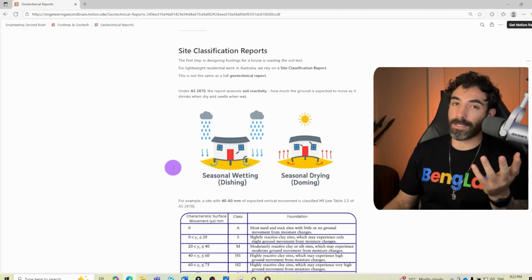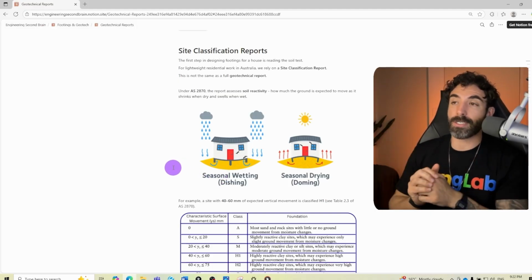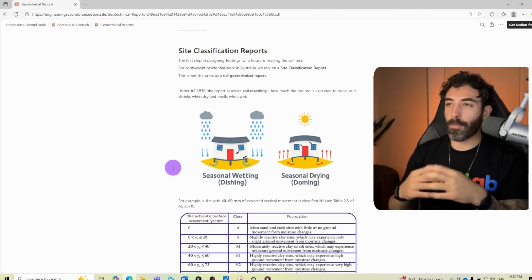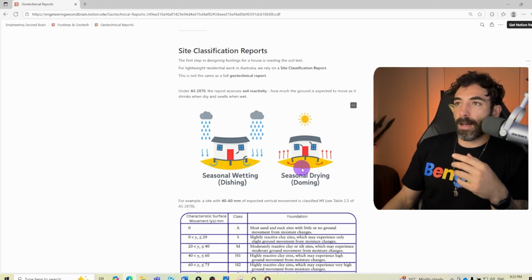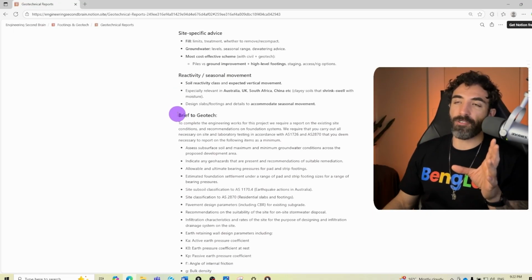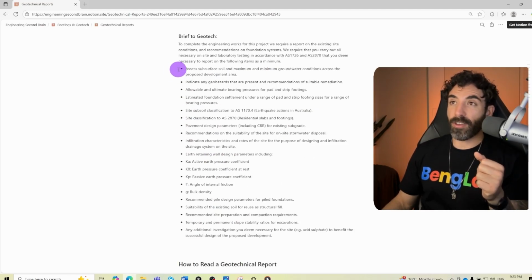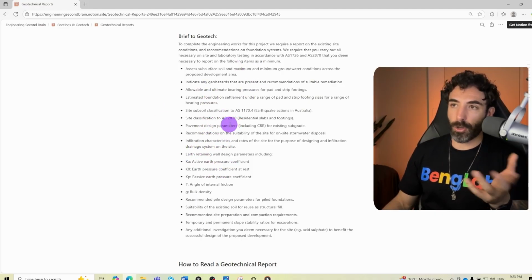So that's why it's important in these countries that we have a soil reactivity classification. Some people call it expansive clay. We call it reactive clay. And finally, I've got a brief here from a structural engineer to a geotechnical engineer. This brief has pretty much every information that you need as a structural engineer, and you can adapt that to your specific scenario.